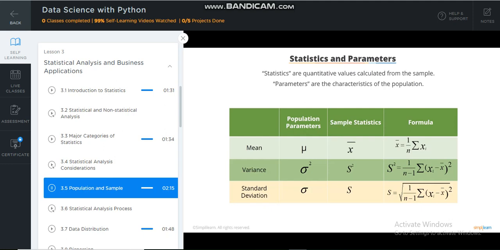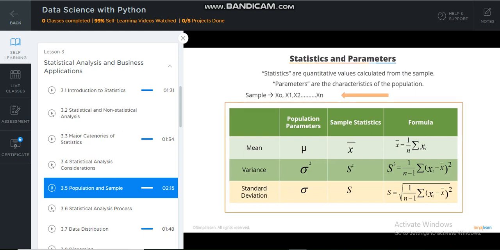Let's understand the terms statistics and parameters, which we'll be using throughout this lesson. Statistics are quantitative values calculated from the sample. Parameters are the characteristics of the population. Suppose you have x0, x1, x2, and so on until xn, a sample from a population, and you want to know some vital information such as average, most occurring characteristic, and so on. These are calculated using formulas displayed on the screen. Mean is the average, a typical value present in the distribution, and is calculated by summing the values and dividing them by the number of values.